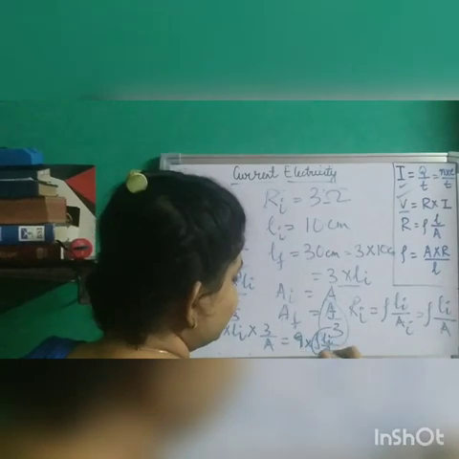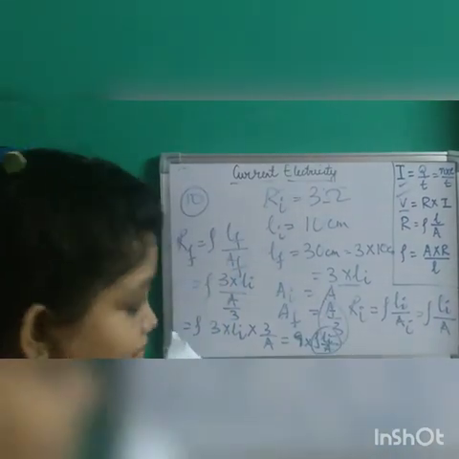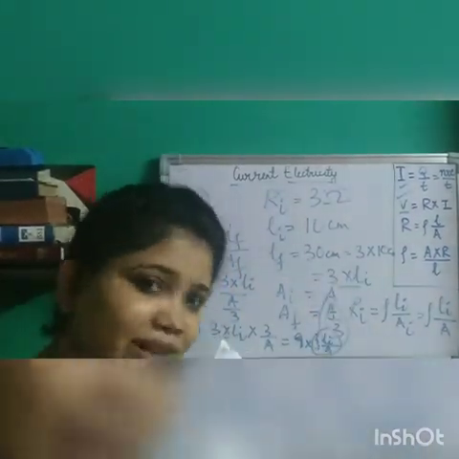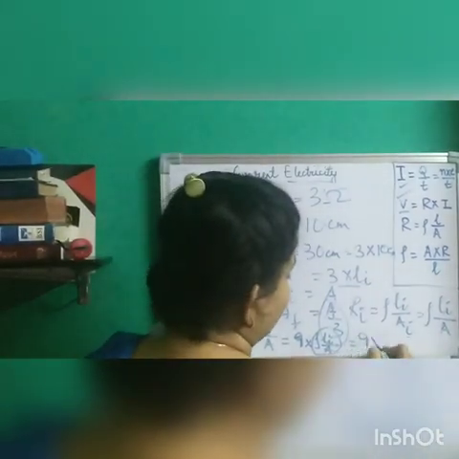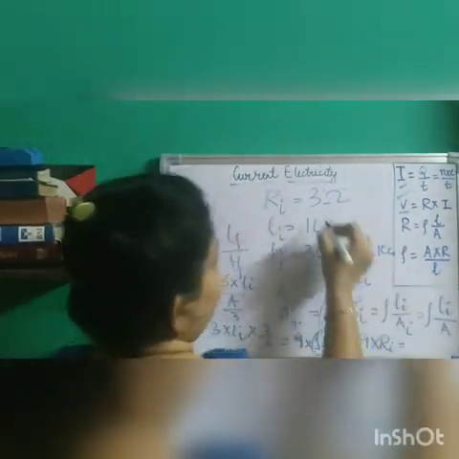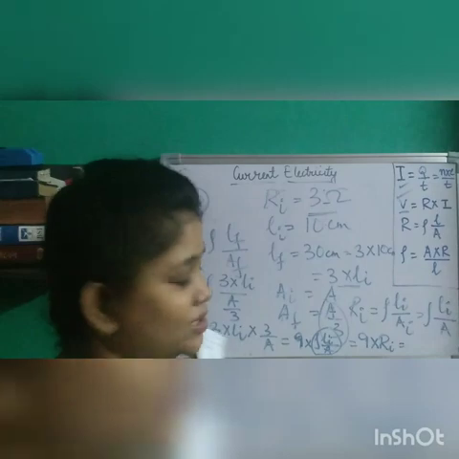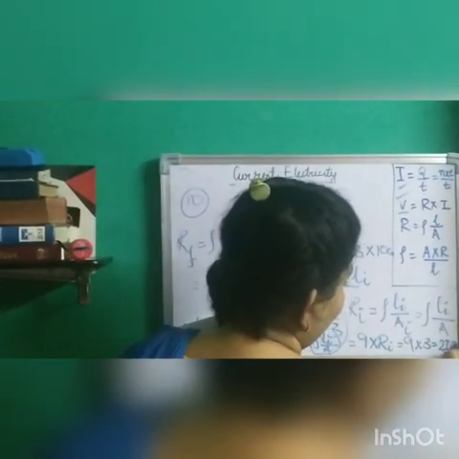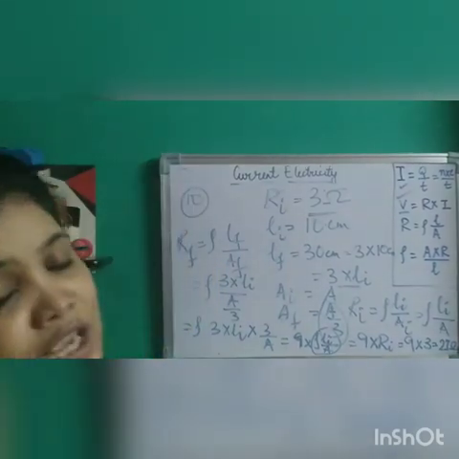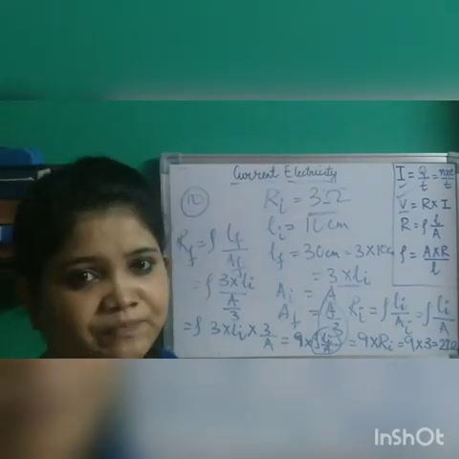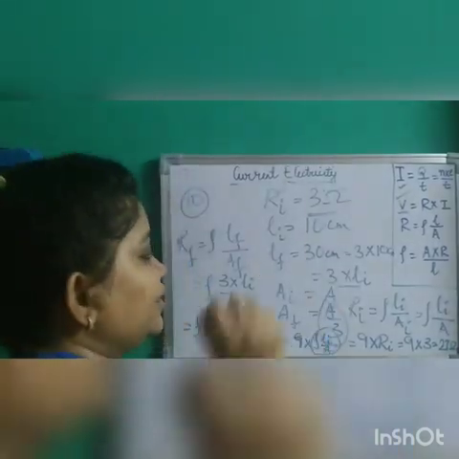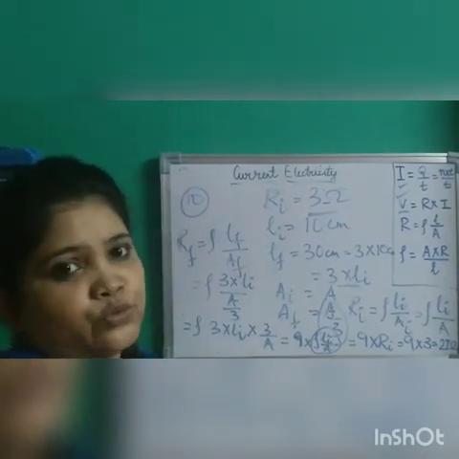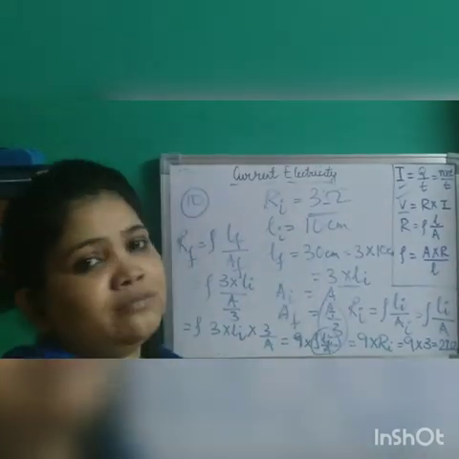Now what is this rho Li by A? It is nothing but the initial resistance, right? So let me put the value. 9 into Ri. Now what is the value of Ri given? 3 ohms. That means 9 into 3 is equal to 27 ohms. So the new resistance is 27 ohms. Okay students, if you do it in this way, you will never get confused. Please try to do it in this way.